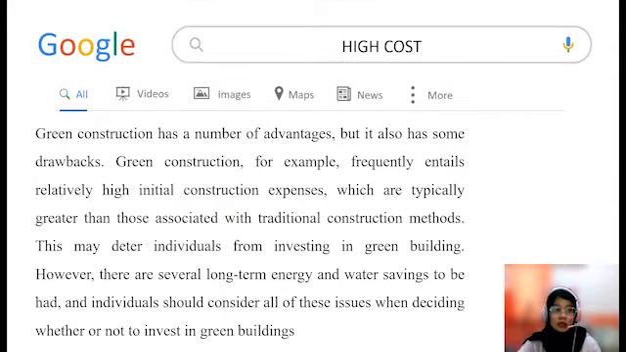First point is high costs. Green construction, for example, frequently entails relatively high initial construction expenses, which are typically greater than those associated with traditional construction methods.